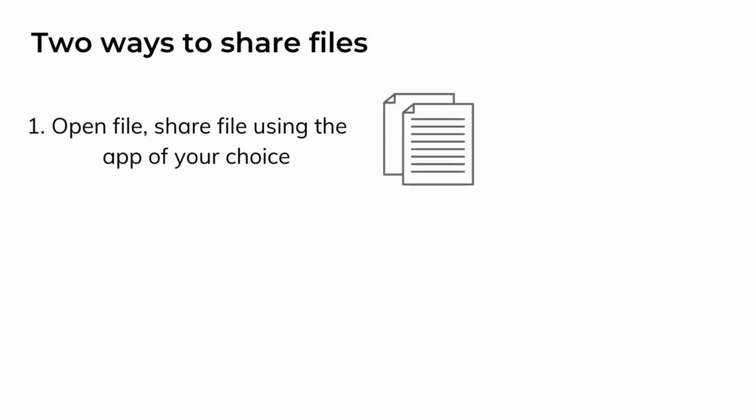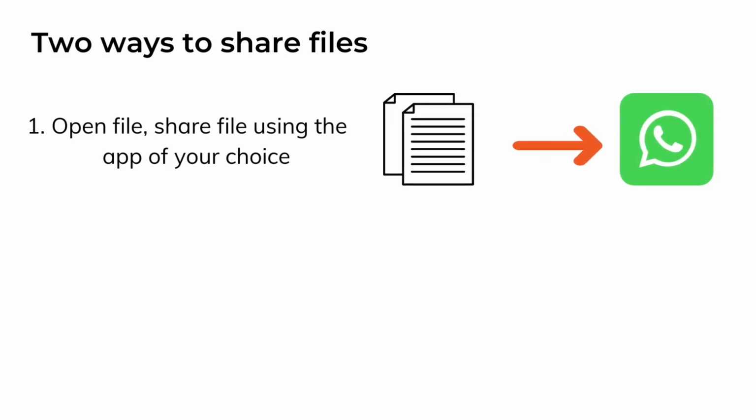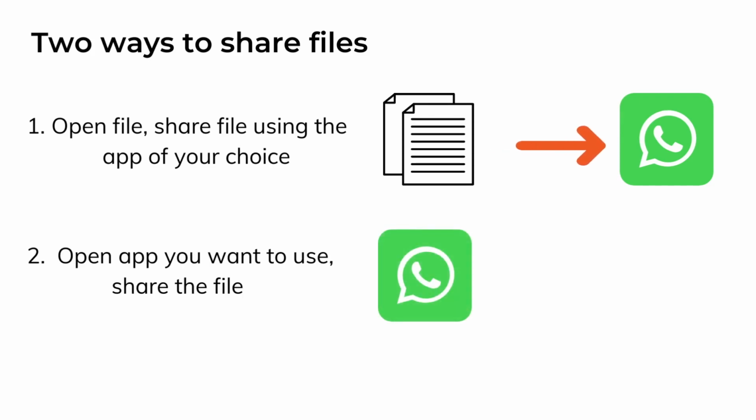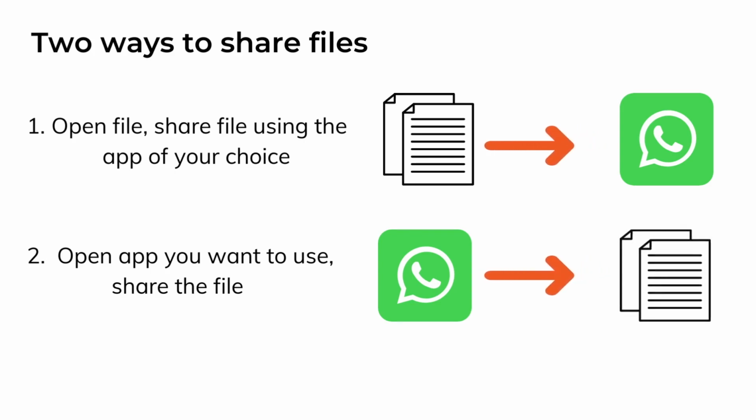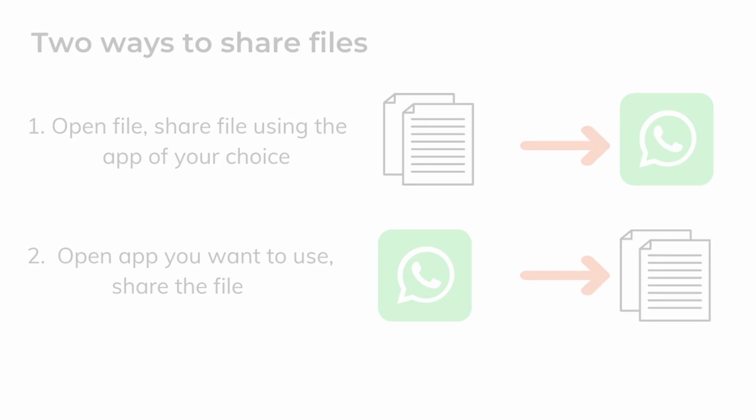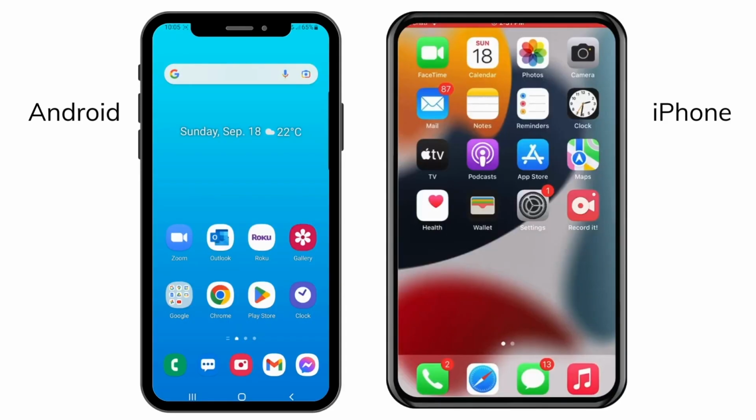There are two different ways to share files on your smartphone. The first way is to start by opening a file and then share the file using the app of your choice. The second way is to start by opening the app you want to use and then share the file. Let's take a closer look at the first method. In this example, we'll show how to share a photo on both an Android and an iPhone.